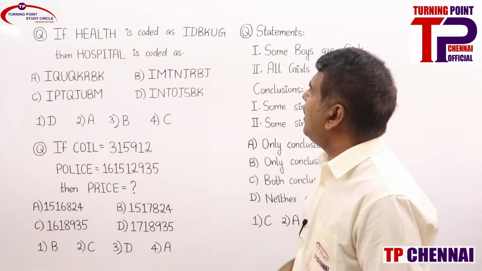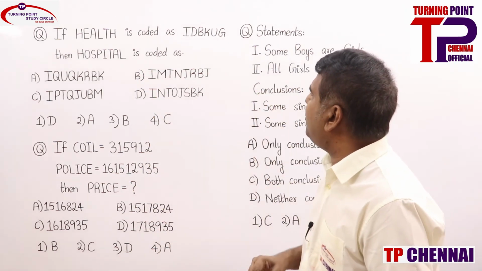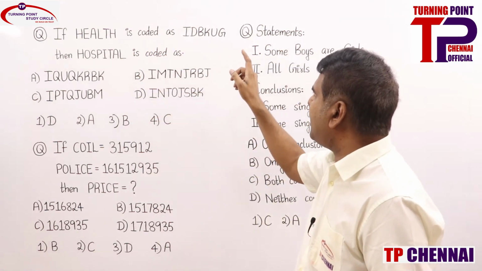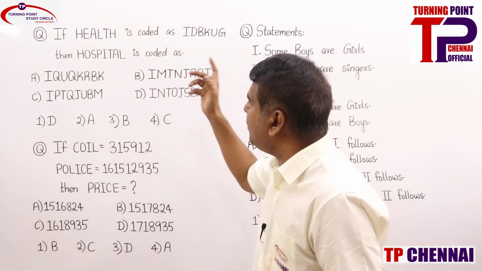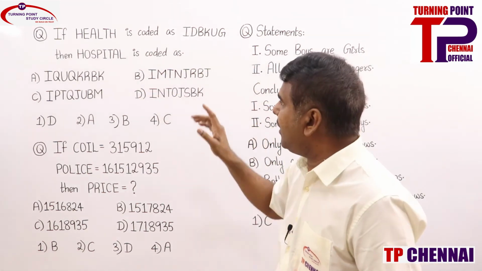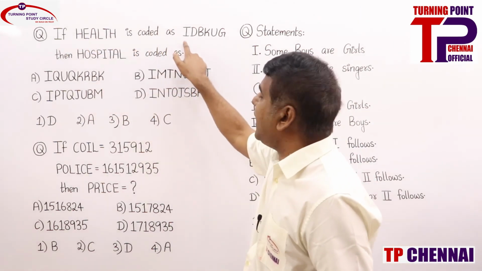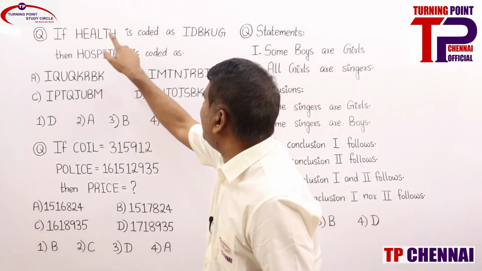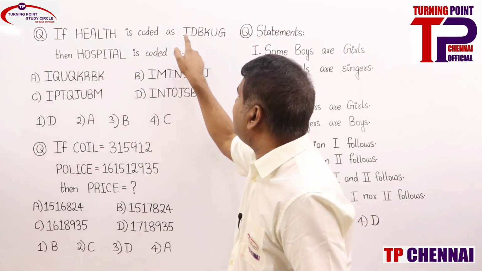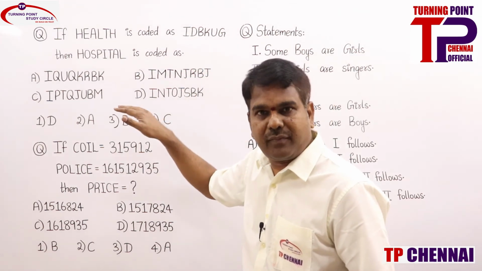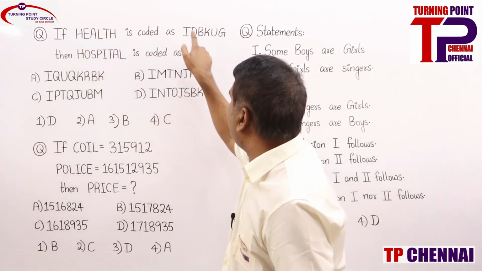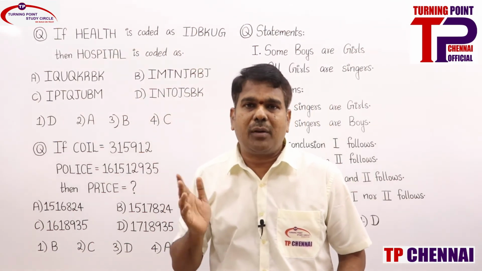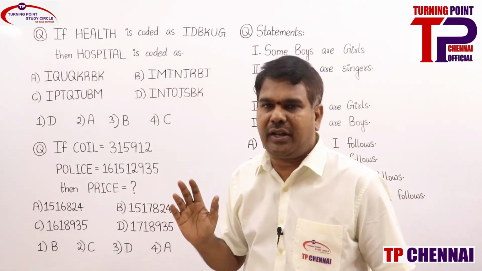If you observe here, how health is coded as IDB KUG. What is the question being given? If health is coded as IDB KUG, then how will hospital be coded? So that is how it is being given. If you observe keenly, H has been coded as I, that is the next letter, that is +1 we can say. E has been coded as the previous letter, -1. Again, A is coded as the next letter, L is coded as the previous letter. Alternately, a +1 -1 combination is there.